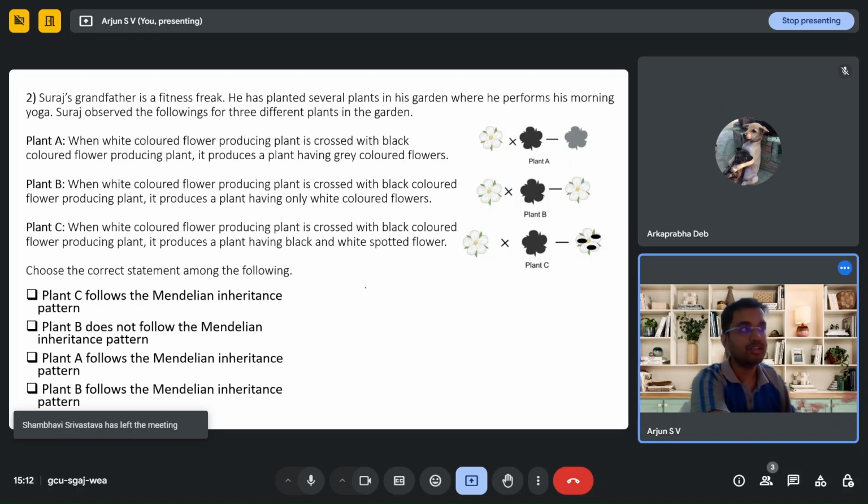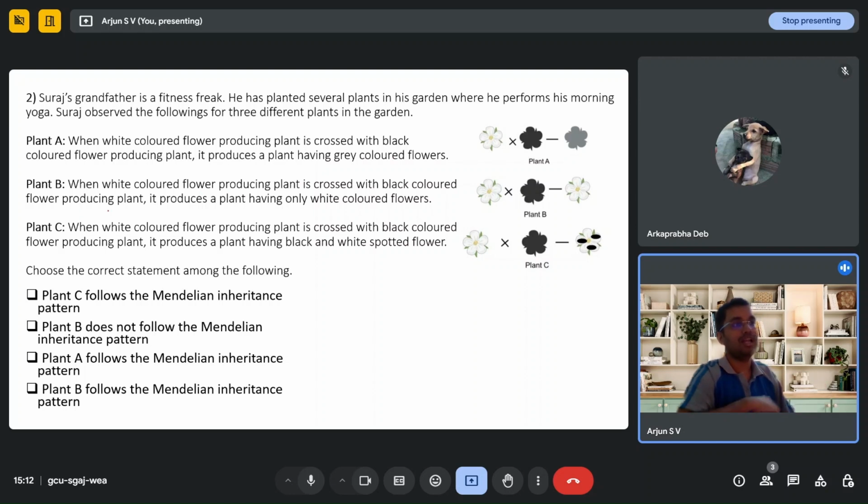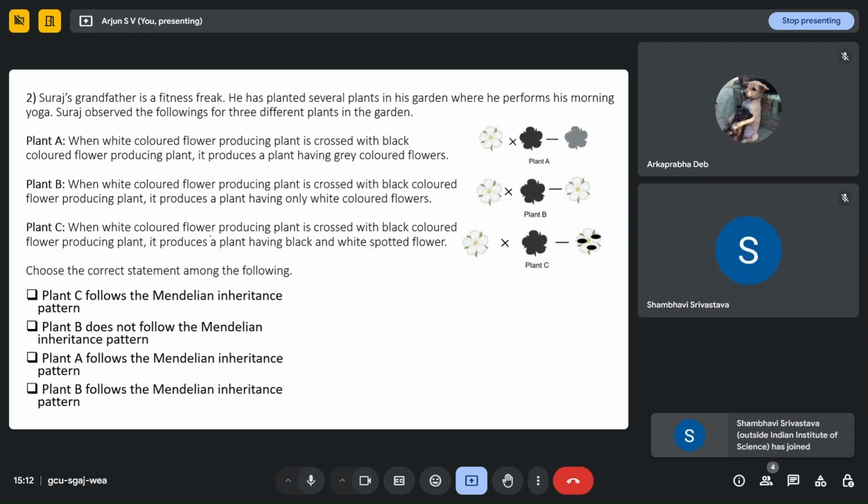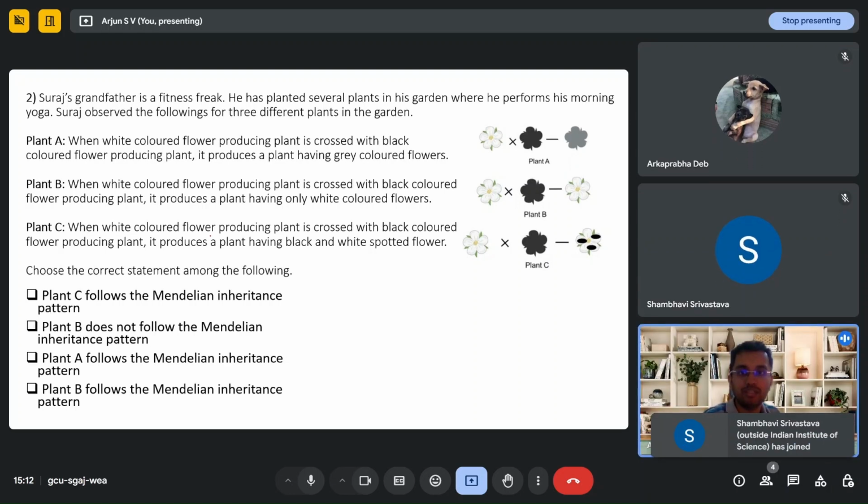So plant A, when a white colored flower producing plant is crossed with a black colored flower producing plant, it produces a plant having gray colored flowers. In plant B, when a white colored flower producing plant is crossed with a black colored flower producing plant, it produces a plant having only white colored flowers. But in plant C, when a white colored flower plant is crossed with a black colored flowering plant, it produces a plant having black and white spotted flowers. So choose the correct statement among the following.